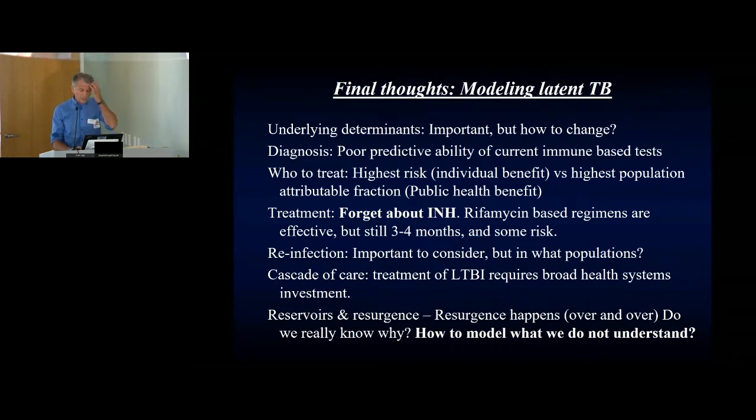Reinfection is important to consider, but in what populations? I think the cascade of care requires consideration, both in terms of investment costs, but also in terms of complexity and feasibility. And finally, reservoirs and resurgence. Resurgence happens. We have plenty of examples. And do we really know why these resurgences happen? Sometimes we have a fair idea, but how do we model what we don't exactly understand? Thank you.